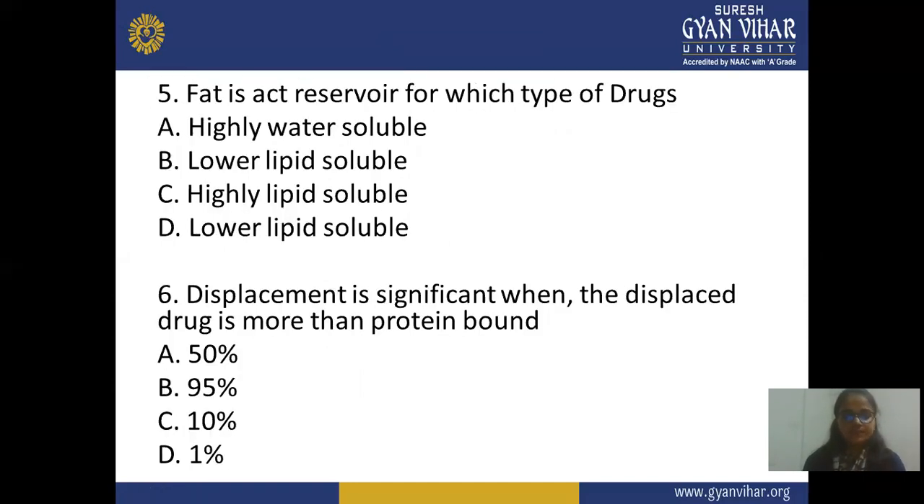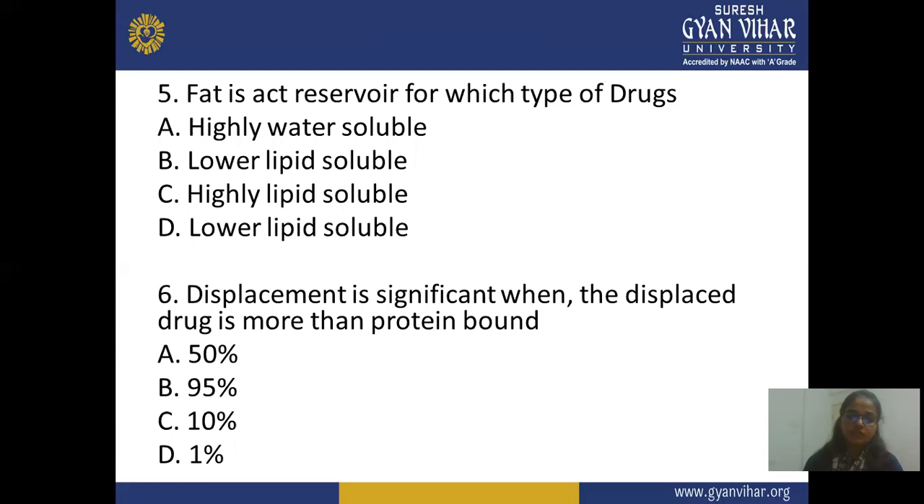Next, the fifth question. Fat acts as a reservoir for which type of drug? Option A is highly water soluble drug. B is lower lipid soluble drug. C is highly lipid soluble drug, and D is lower lipid soluble drug. So fat is one factor or reservoir which may improve or reduce the effect or concentration of a drug. If you know the effect or response of fat in your body, then you can easily answer this fifth question related to the release process.